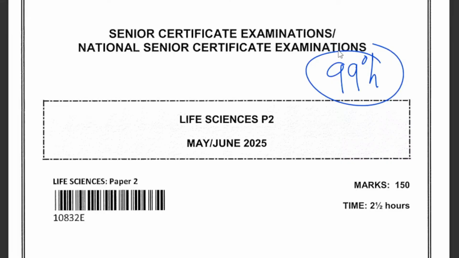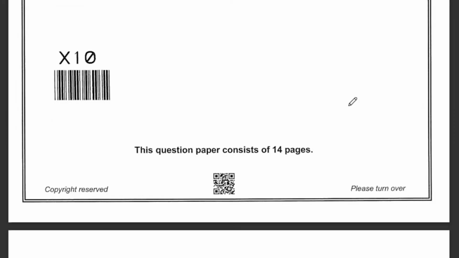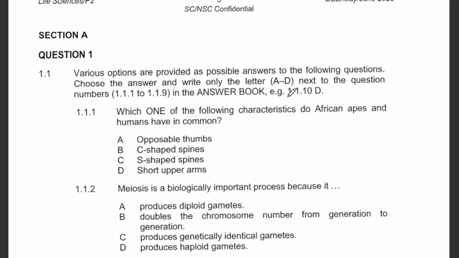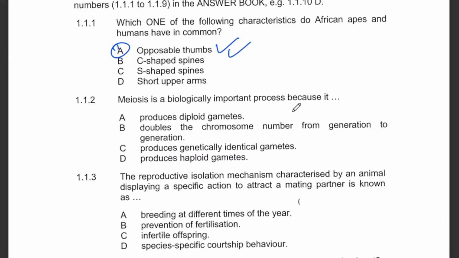All right, the first question is saying which one of the following is a characteristic of African apes and humans in common, meaning which of the two is in common. We say it is opposable thumb, you remember that. So 2 marks there. Meiosis is biologically important. We say that to produce haploid gametes. We said it, we look for it. Where is it? It is here. So we get 2 marks there.